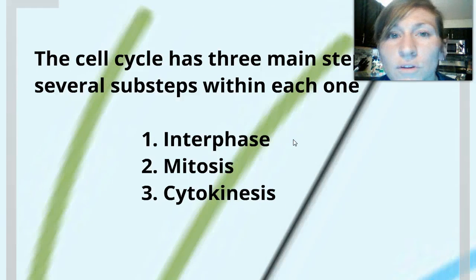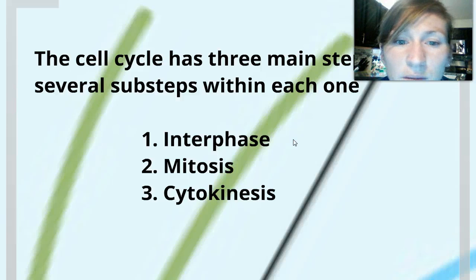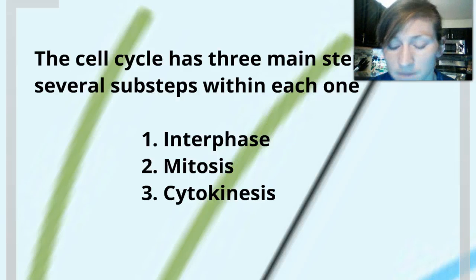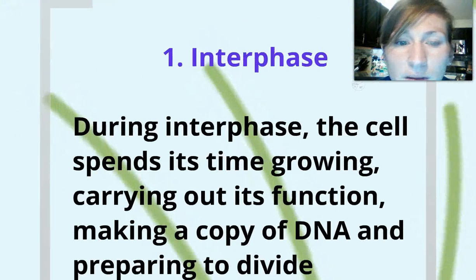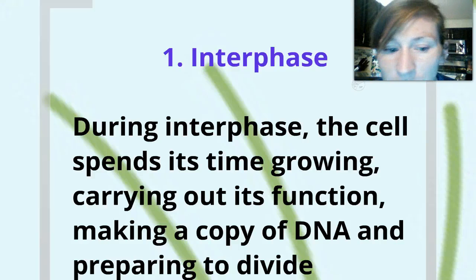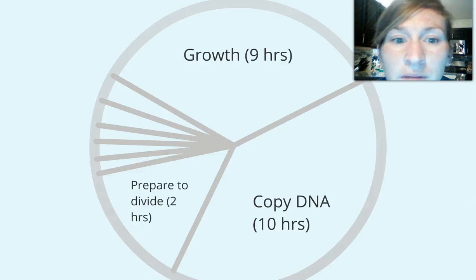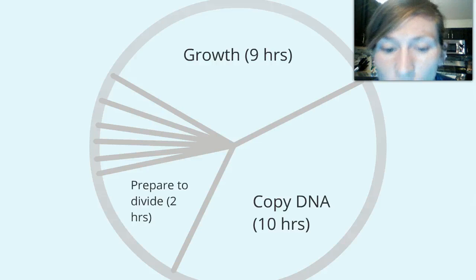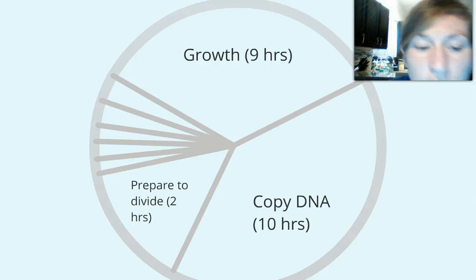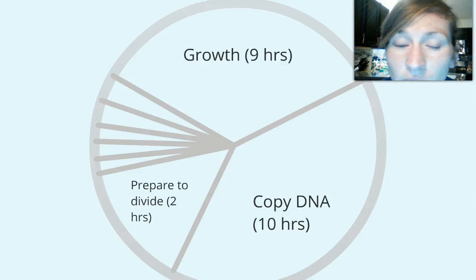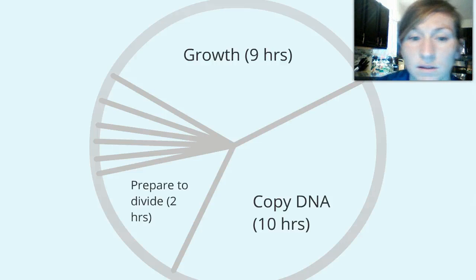Okay, so the cell cycle has 3 main steps with several sub-steps within each one: interphase, mitosis, and then cytokinesis. During interphase, the cell spends its time growing, carrying out its function, making a copy of DNA, and then preparing to divide. I'm going to break that down and show you each part. We have growth, which remember is the G1 phase. For a general cell, that might take about 9 hours. Then we have the S phase, where the DNA is copied, and then the G2 phase, where the cell is going to prepare to divide and go through the process of mitosis and cytokinesis.